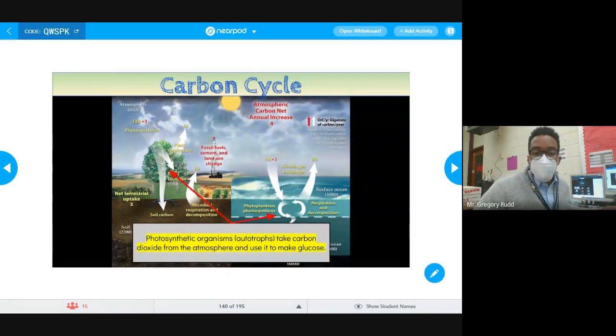Okay, we can see here photosynthetic organisms that are taking carbon dioxide from the atmosphere and using it to make glucose. You should definitely write that down, especially if you struggled in the previous quiz. Photosynthetic organisms could be plants, but they could also be, as we're looking on the right side, phytoplankton and algae. Those are organisms that live in water but still do photosynthesis. So in general, we just call them autotrophs. They take carbon dioxide from the atmosphere and they use it to make glucose.